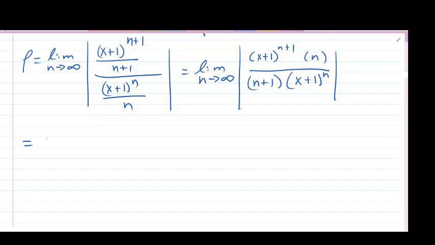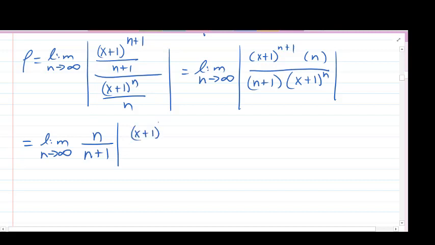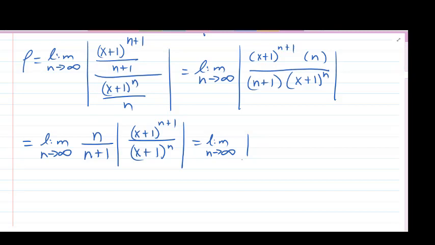I can slide out some terms there, and that'll be the limit as n goes to infinity of n over n plus 1, right? And that's all positive, so I don't have to worry about the signs. And then I'm going to be left with (x plus 1) to the n plus 1 over (x plus 1) to the n. And that's going to be the limit as n goes to infinity of (x plus 1) to the n times (x plus 1), and then those cancel, and I'm left with the absolute value of x plus 1.